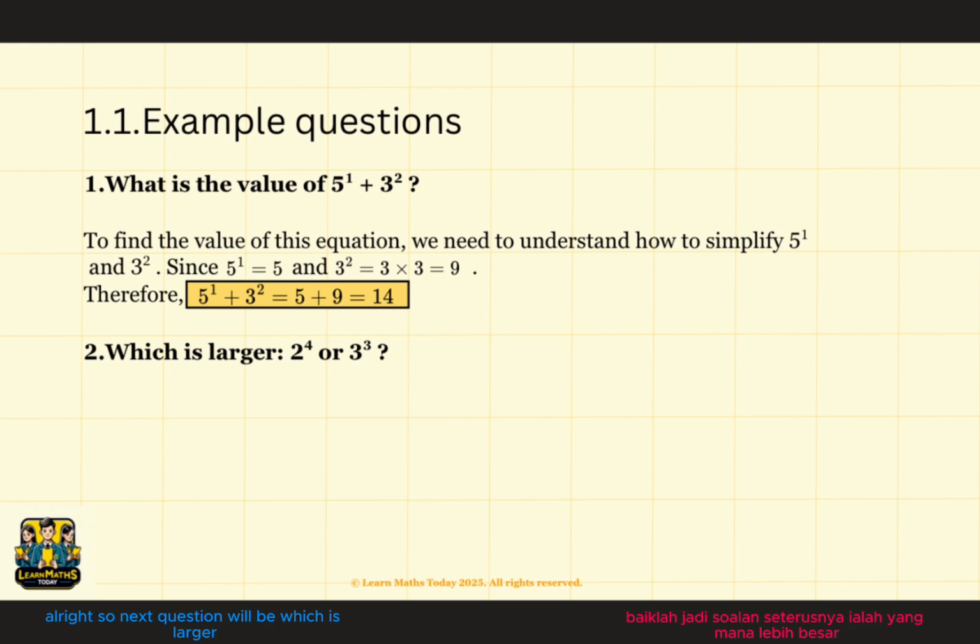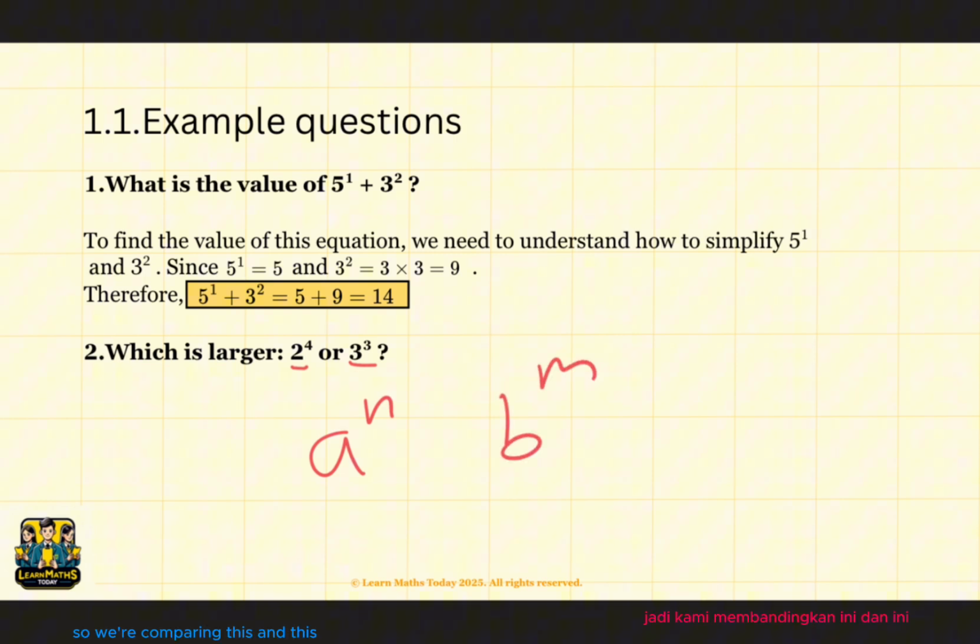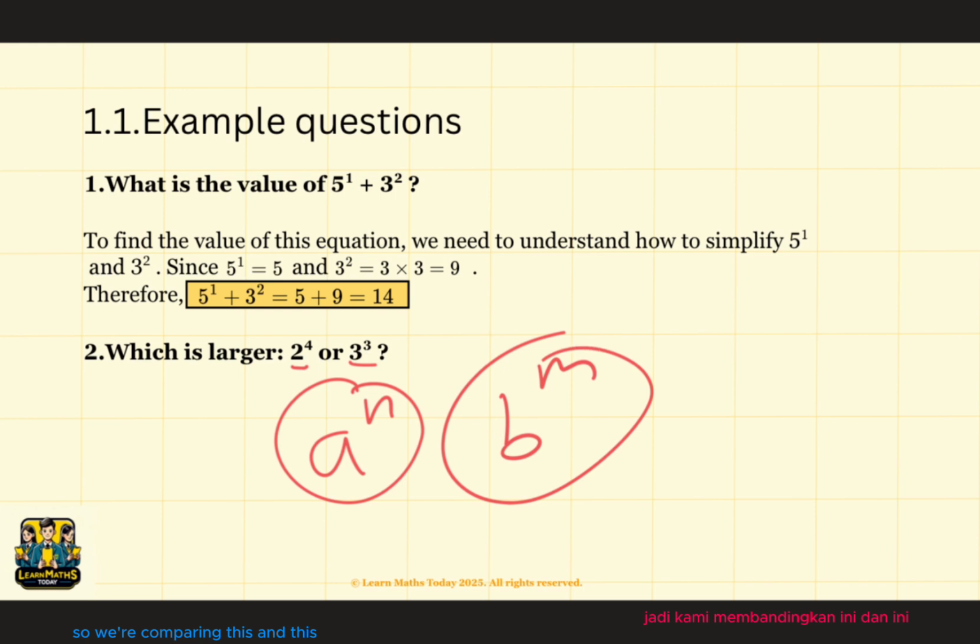Alright. So the next question will be, which is larger, this or this? They are two different numbers, with different bases and different powers. Over here we can write this as a to the power of n, and this one we can write as b to the power of m. So we're comparing this and this. Now we use the same concept of what is defined as power, as exponent. I can expand both these numbers and compare the integer values.